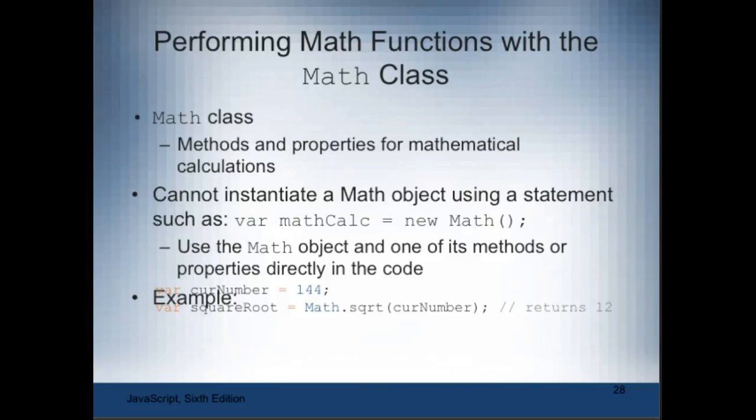For example, the sqrt method returns the square root of a number. The code var curNumber = 144 and var squareRoot = Math.sqrt, passing in the argument curNumber, returns 12, the square root of 144.